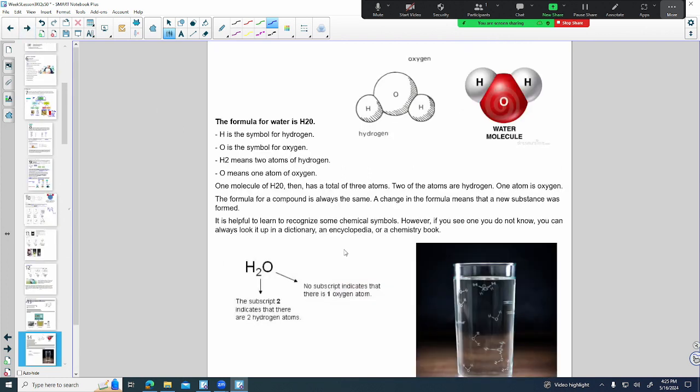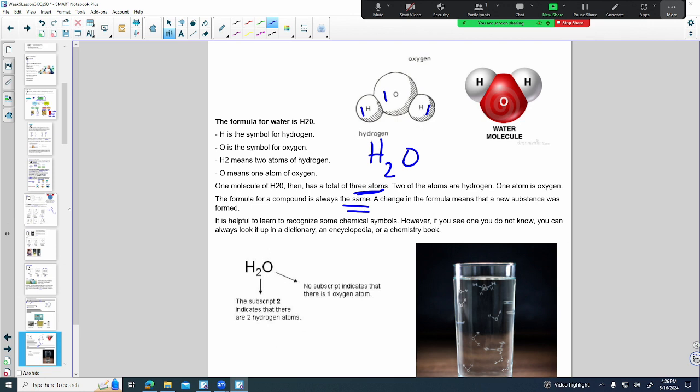Okay, we can look at water again. So this is the chemical formula for water, H2O. We know that H is the symbol for hydrogen, O is the symbol for oxygen, but because you see the 2 to the right hand side of H, it tells us there's 2 atoms of hydrogen. So one molecule of H2O then has a total of 3 atoms. So 1, 2, 3. And a change in the formula means that a new substance was formed.